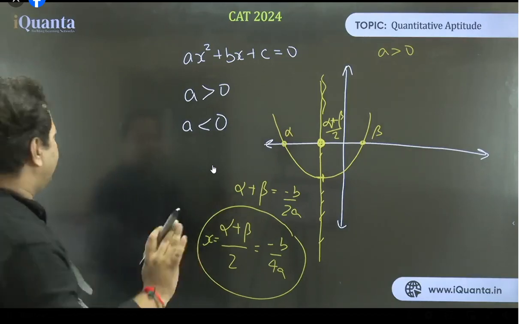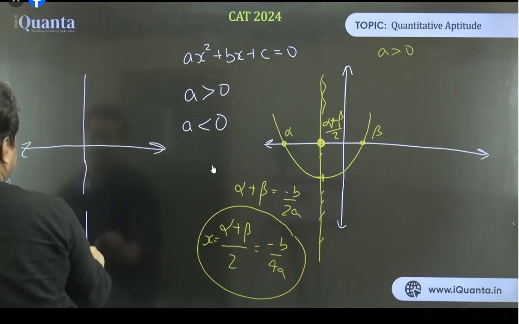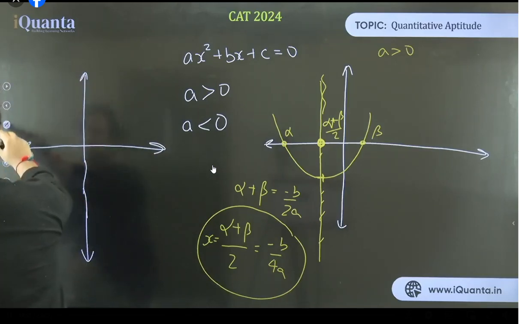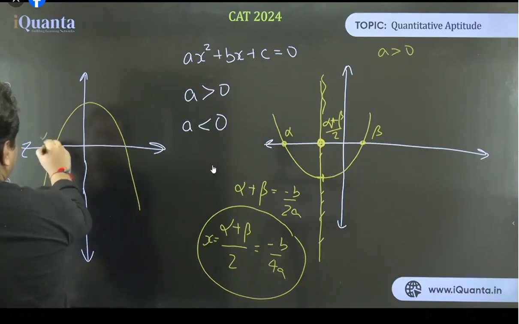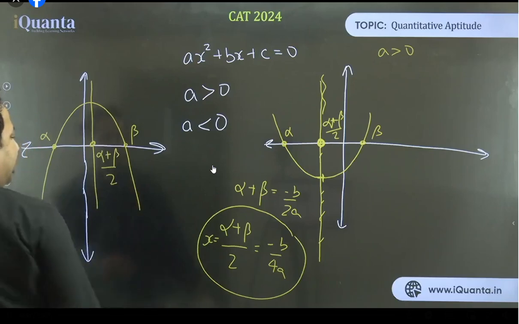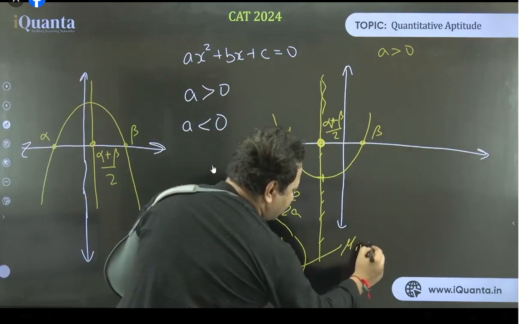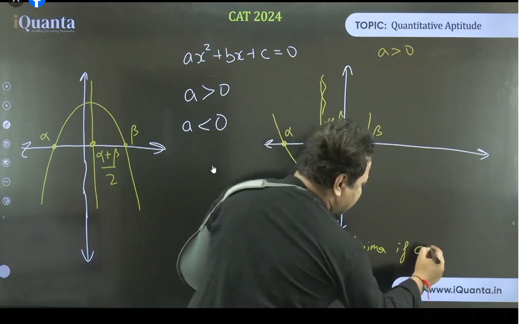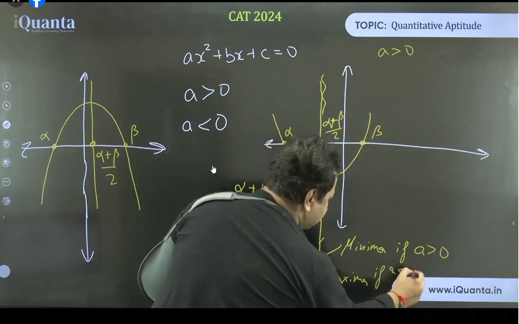By the way, when a is less than 0, the coefficient of x square is negative, and the graph will be a downward facing parabola. Rest everything remains the same. If this is alpha and this is beta, this point will be alpha plus beta by 2 only. So now we can say that minus b by 2a is a point which is a minimum if a is greater than 0, and this point is a maximum if a is less than 0. Is that clear, everyone?